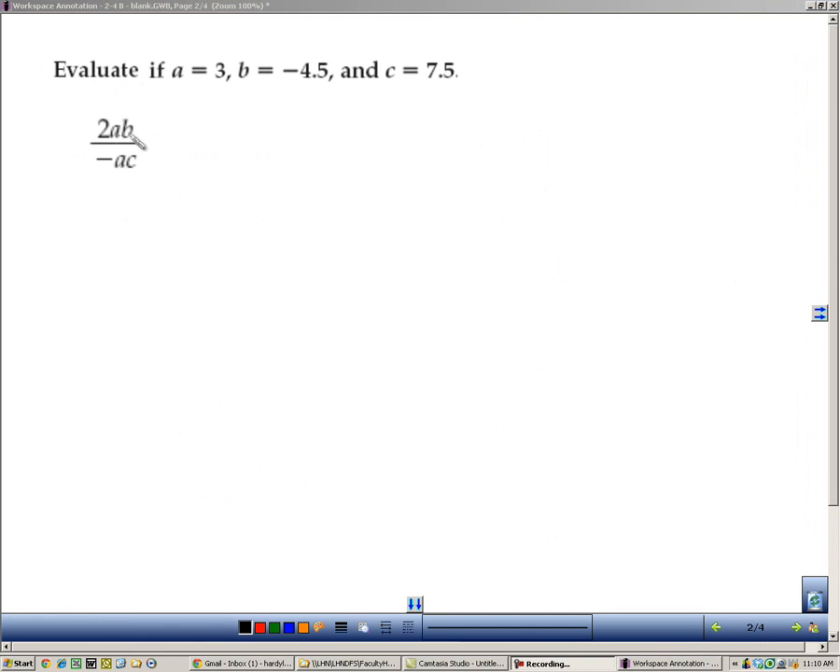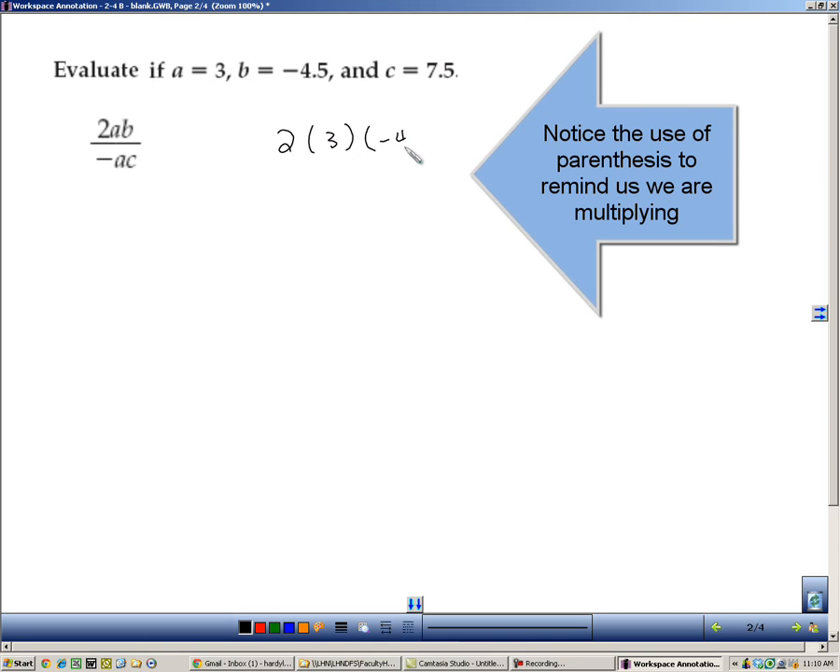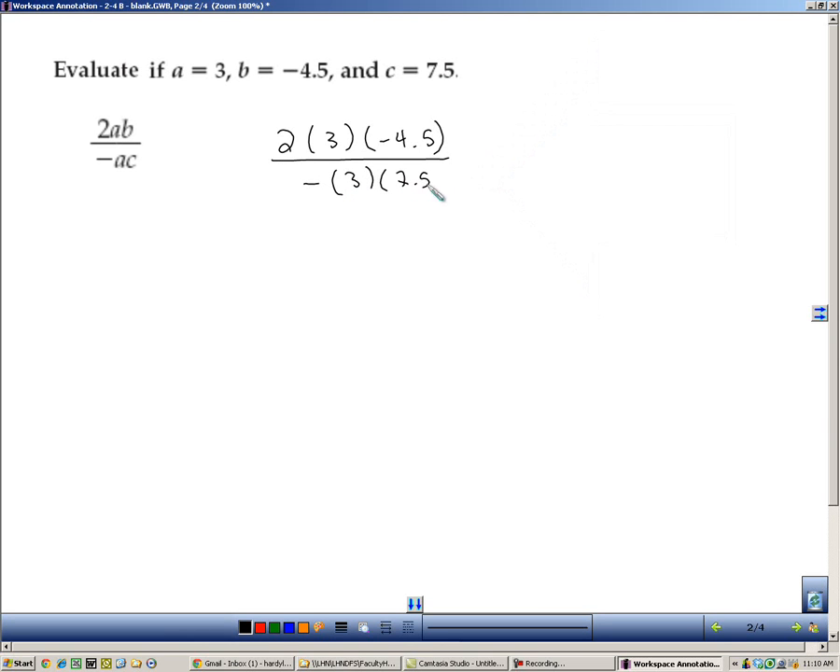Here we have to evaluate an expression with some variables, so we're going to plug in the numbers. I'm going to rewrite this: 2 times a, which is 3, times b, which is negative 4.5, divided by negative a, which is 3, and c, which is 7.5. One thing we can do to simplify things is you notice a 3 is being multiplied on top and a 3 is being multiplied on the bottom. Those will cancel. Makes it a lot easier to multiply 2 times 4.5. So 9.0. Because there's a negative on the top, we're going to get a negative 9 on the top. And on the bottom, we have a negative 7.5.